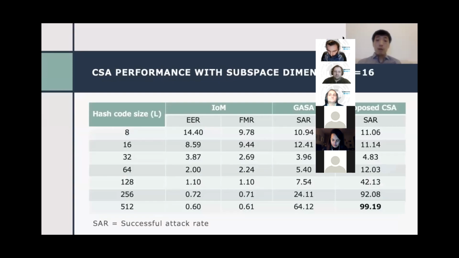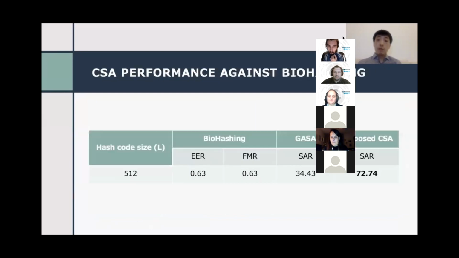And here are our test results. Look at the bold number. Our proposed attack obtained over 99% successful attack rate with 512 hashcode size, and is 30% better than GASA, which is without constraint optimization. This proves the effectiveness of our method and indicates that a better recognition rate leads to more security risks. For BioHashing, we get the same conclusion. CSA performs much better than the attack without constraints.